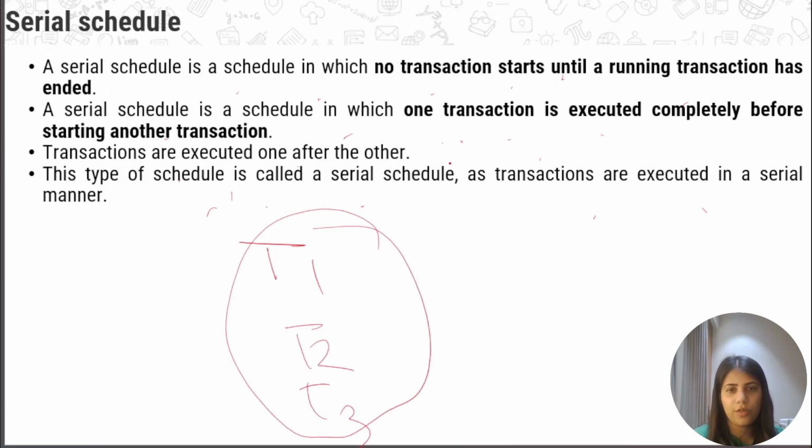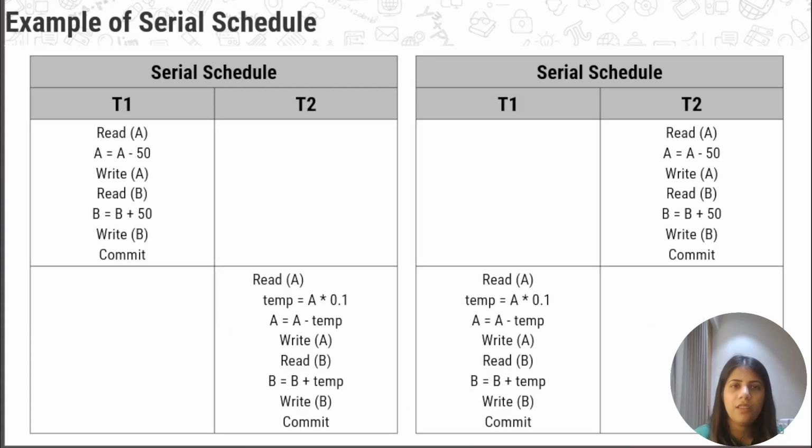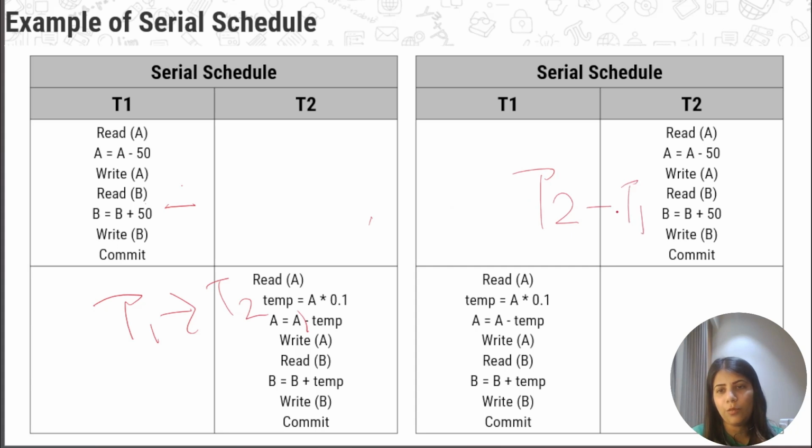This is called a serial schedule. There is also another type, which is called a parallel schedule, in which T1, T2, T3, if all three or any two transactions are getting simultaneously executed, these are called parallel transactions. We have already seen this example: if T1 gets executed first and then T2, this is a serial schedule, or if T2 gets executed first, then T1, even this is a serial schedule.